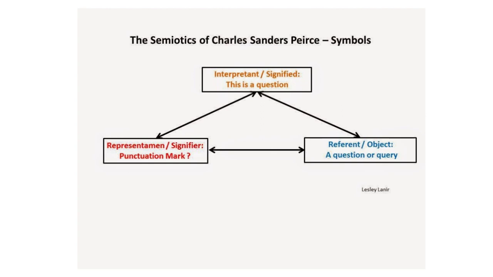So the signifier is basically a representation, the object is the referent, and the interpretant is the sign, the signified. He's saying there are three different ways, and it goes around, like a triangle.